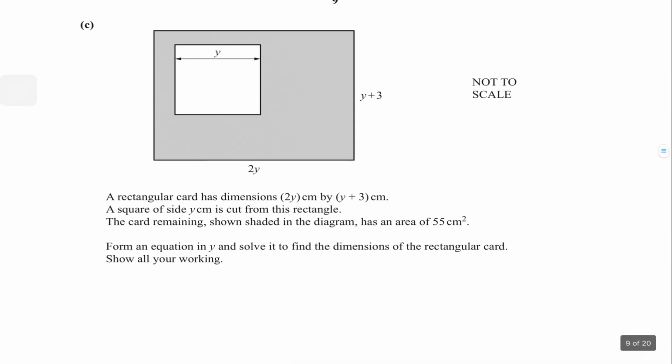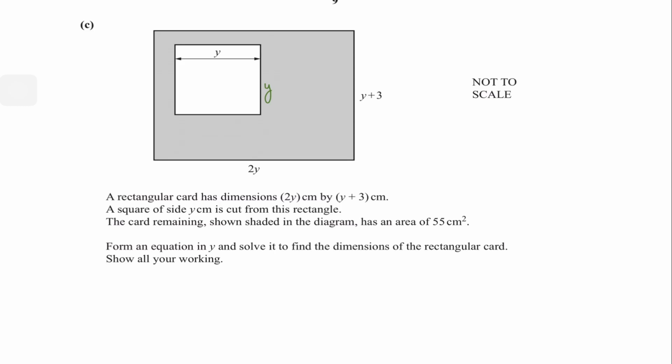Okay, now we come to part C. Let's read the question here. It says a rectangular card has dimensions 2y by y plus 3 centimeters. The square of side y centimeters is cut from this rectangle. So that means this right here is a square with dimensions y by y. And the card remaining, shown shaded in the diagram, has area 55 centimeters square.